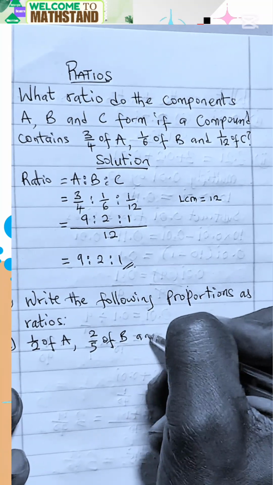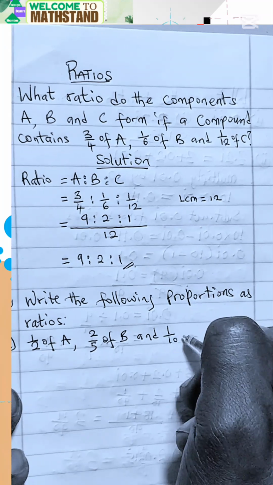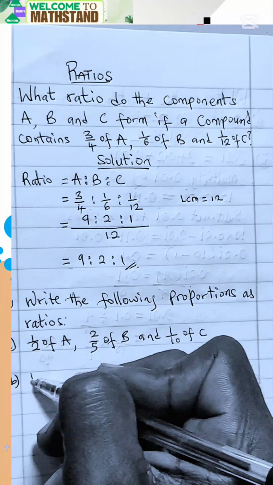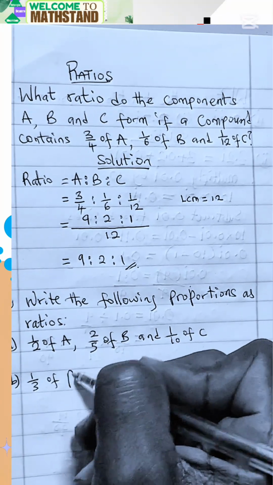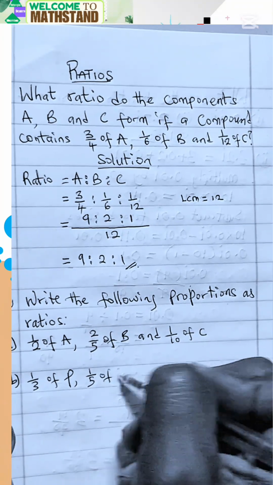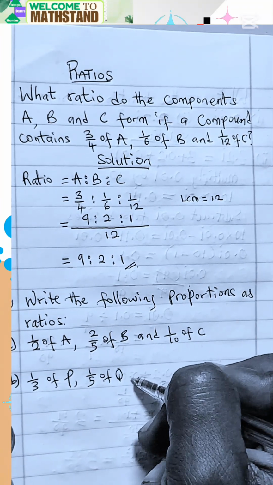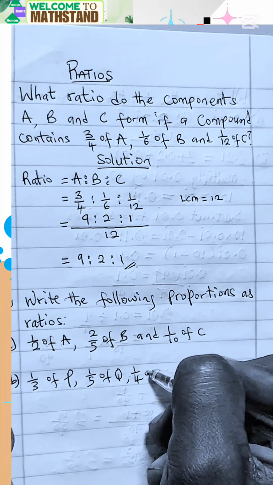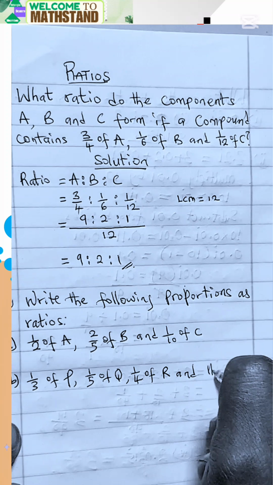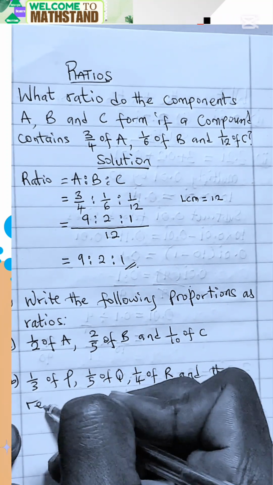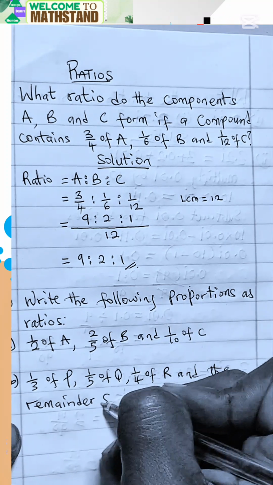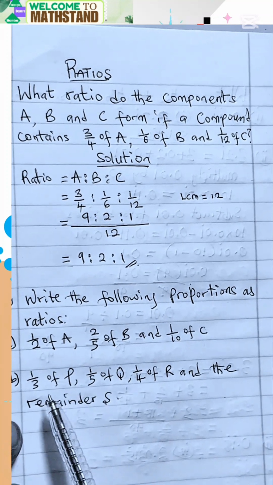Of B and 1/10 of C. And lastly, here we have 1/3 of P, 1/5 of Q, 1/4 of R, and the remainder S. So out of these two questions, I will go for B.